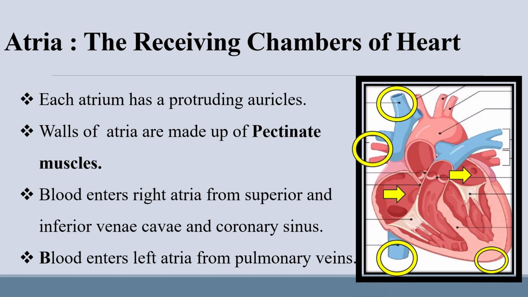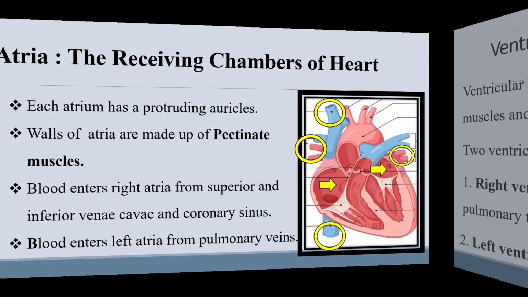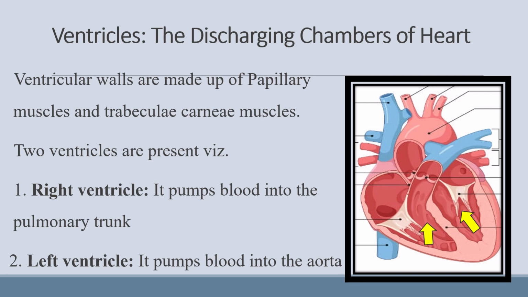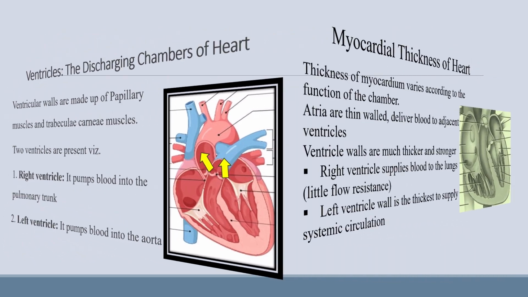Blood enters the left atria from the pulmonary veins. Ventricles are the discharging chambers. Ventricular walls are made up of papillary muscles and trabeculae carneae muscles. Two ventricles are present: the right ventricle, which pumps blood into the pulmonary trunk, and the left ventricle, which pumps blood into the aorta.